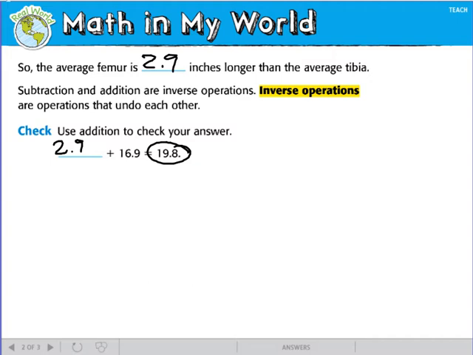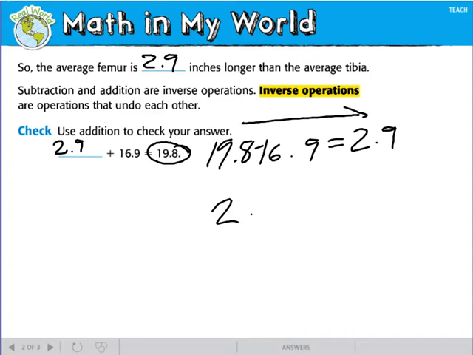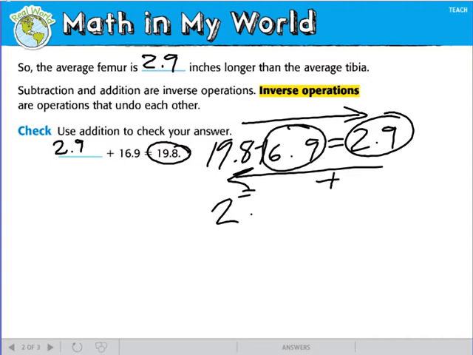Right? Okay? So, the relationship is as goes. We go this way in subtraction, we go this way when we add. 2 and 9/10 add 16 and 9/10 equals 19 and 8/10.